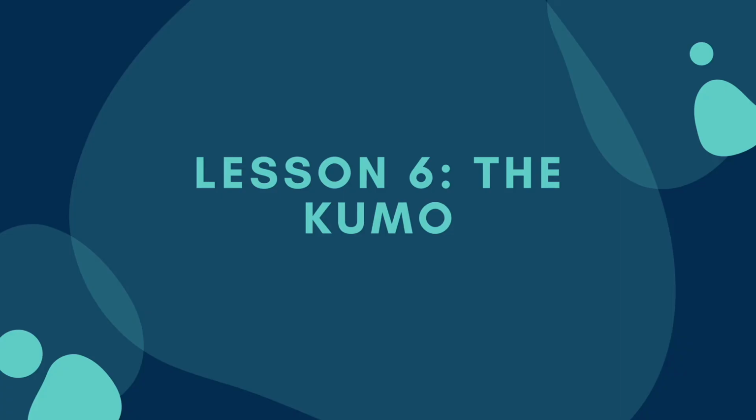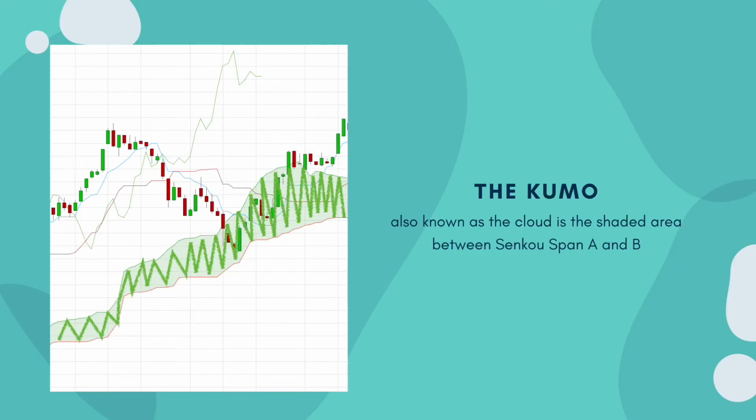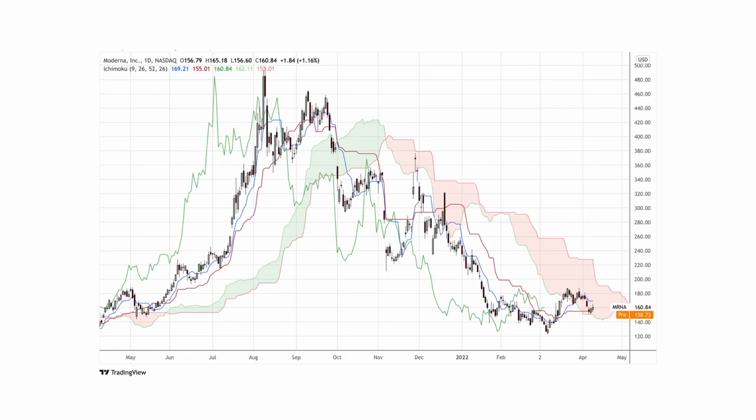Lesson 6. The KUMO. The KUMO is also known as the cloud. That's the shaded area between the Senkou span A and the Senkou span B. The KUMO or Ichimoku cloud is the foundation of the Ichimoku Kinko Hyo charting system. The location of the Senkou A and Senkou B in the KUMO determines the market bias.